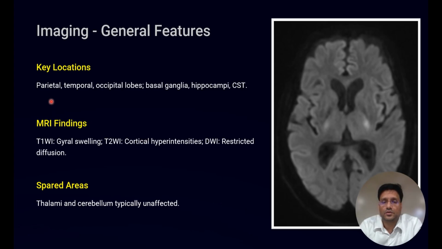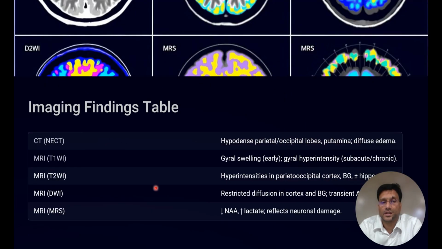If it is more superficial, if it's not that profound, other areas like parietal, temporal, occipital lobes, basal ganglia, and hippocampi may be involved. There will be gyral swelling, cortical hyperintensities, and diffusion restriction. Generally, these paired areas, thalami or cerebellum, are not affected. This is how you differentiate it from other metabolic causes, especially hypoxia. In hypoxia, thalami and cerebellum are involved. So these are the imaging findings.